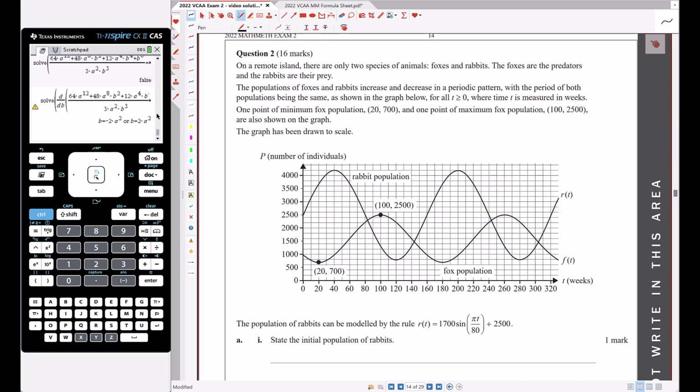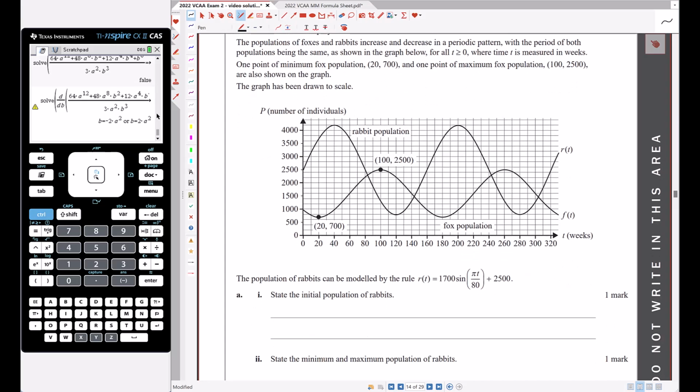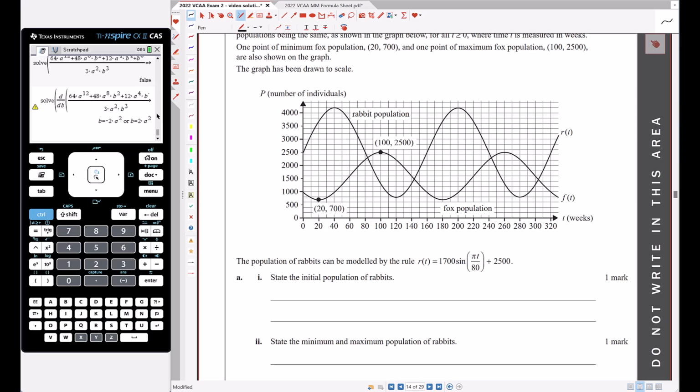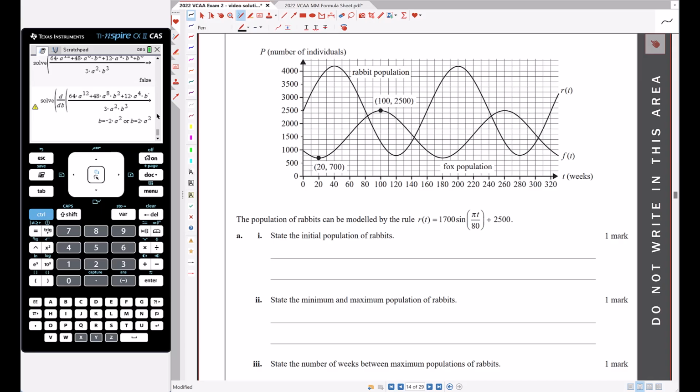Okay. One point of minimum fox population, 2,700, and one point of maximum fox population, 2,500, are also shown on the graph. The graph has been drawn to scale. Okay, so it tells us in the general instructions we can't assume diagrams are drawn to scale, but it's specifying that this one is, and we've actually got a really clear scale drawn. The population of rabbits can be modelled by the given function.